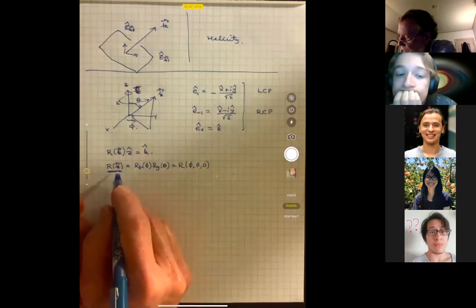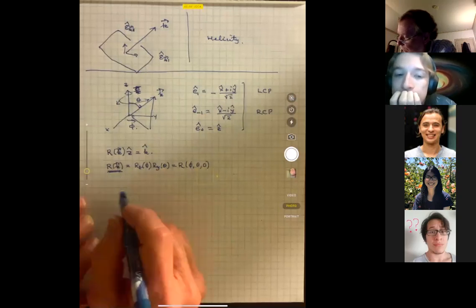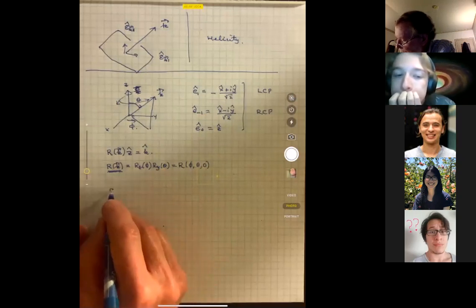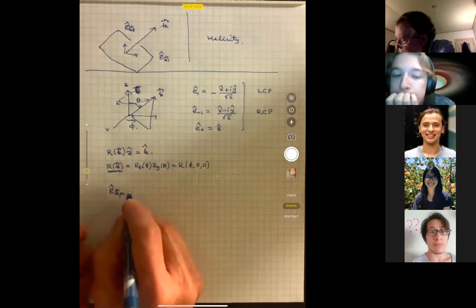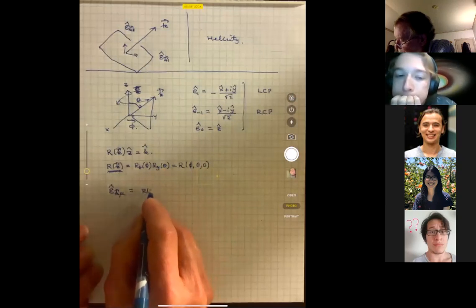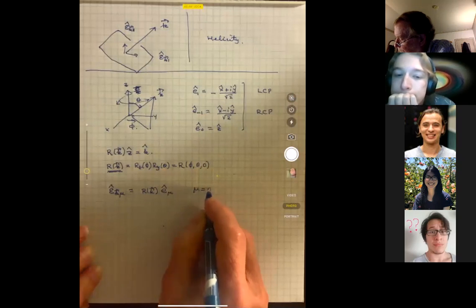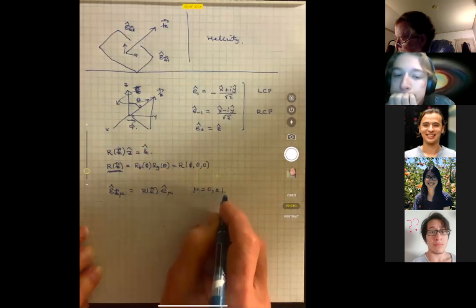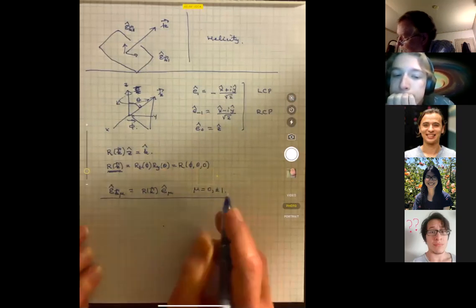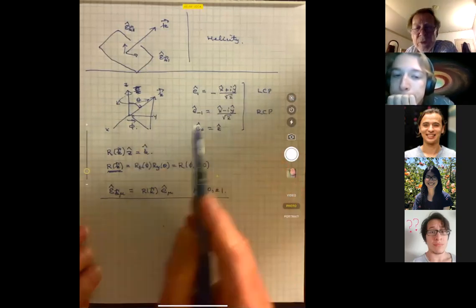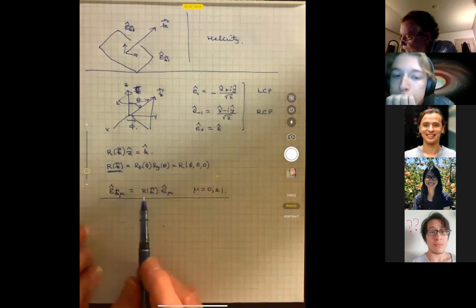R really depends only on the direction of k. I'm writing it as R of k vector. All right, now having done that, let's define epsilon sub k mu is equal to R of k acting on E hat sub mu, where mu is equal to 0 and plus and minus 1. In other words, we take the spherical basis over here and we just rotate it by this R of k.